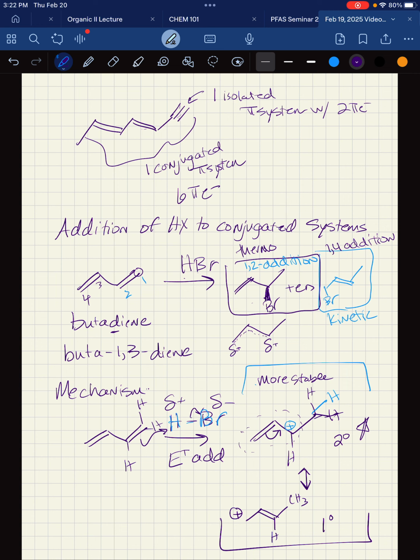So looking at the diene itself, the kinetic... Sorry, I made a mistake. Let me go back and fix this. This is the kinetic product, and this is the thermodynamic product.